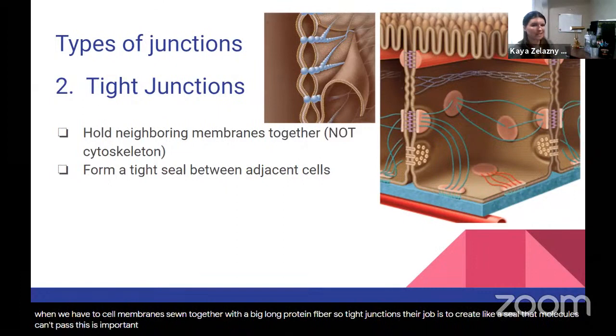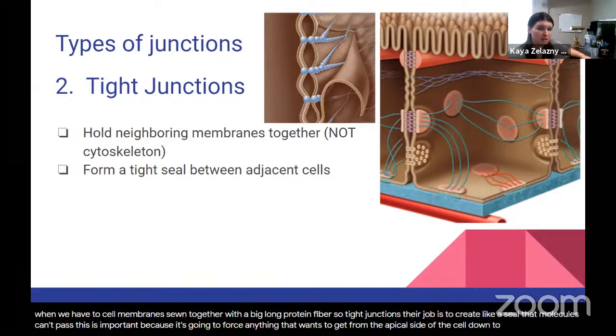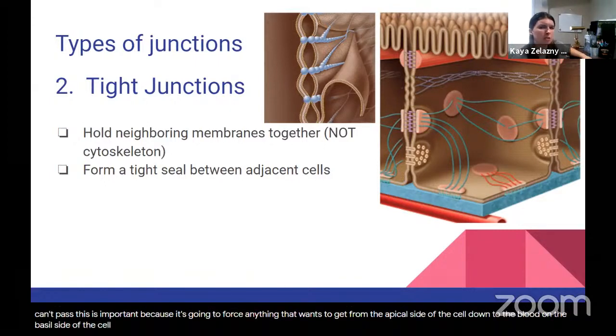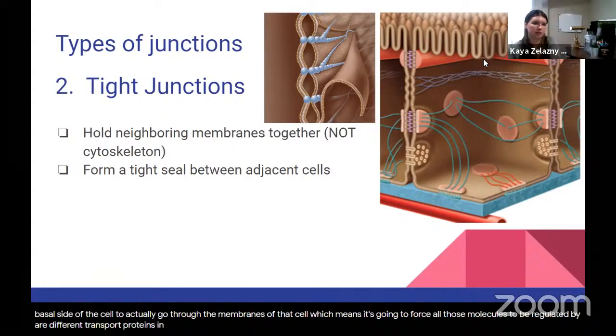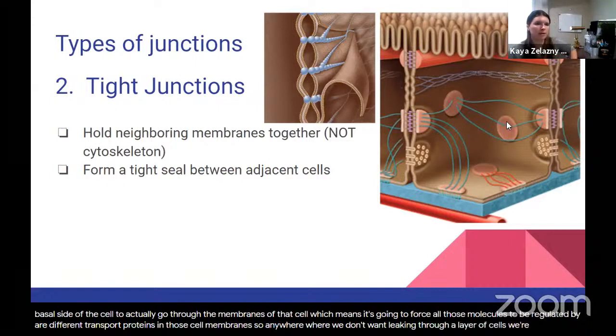And this is important because it's going to force anything that wants to get from the apical side of the cell down to the blood on the basal side of the cell to actually go through the membranes of that cell, which means it's going to force all those molecules to be regulated by our different transport proteins in those cell membranes. So anywhere where we don't want leaking through a layer of cells, we're going to expect to see tight junctions.